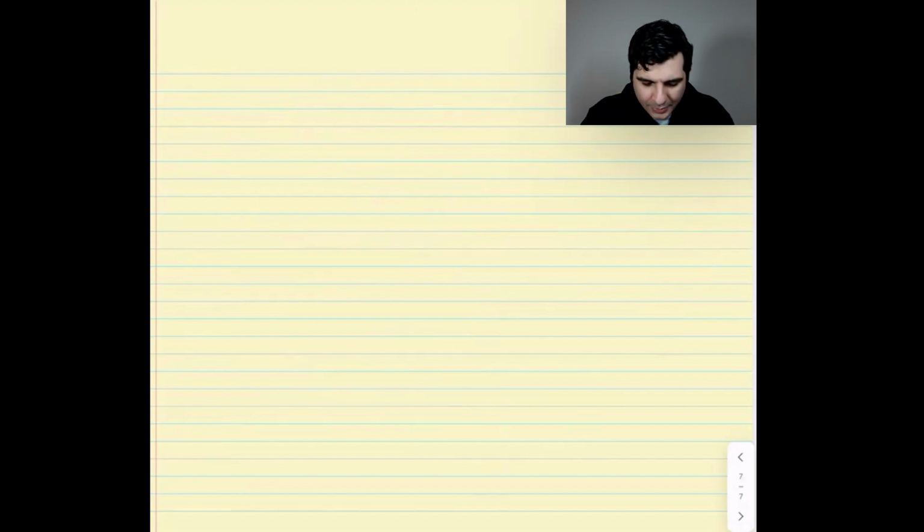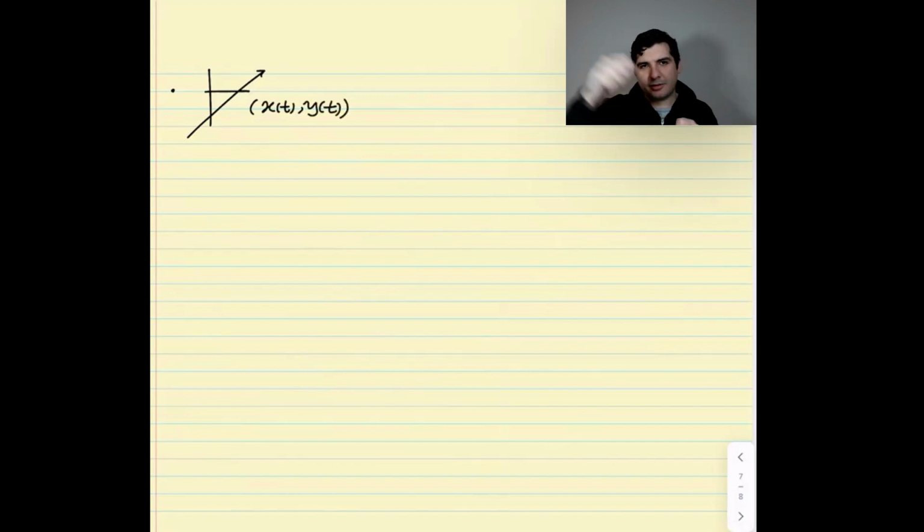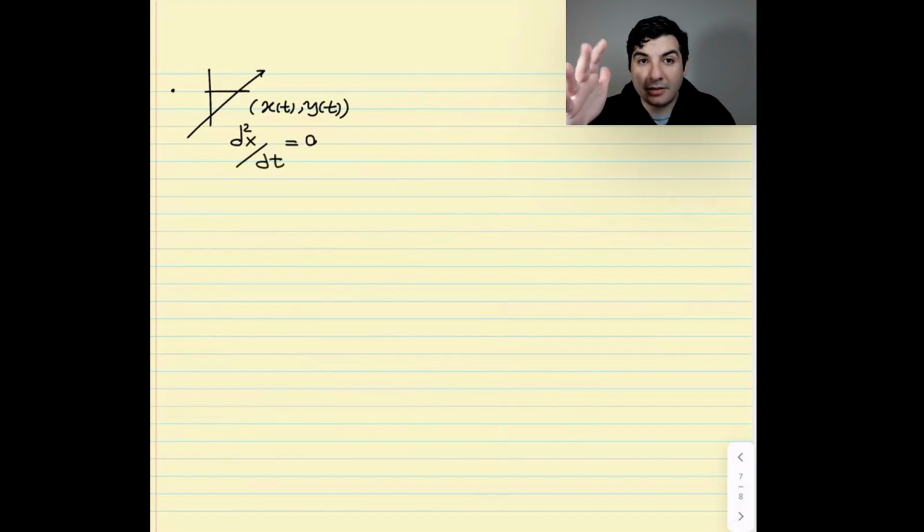Okay, for the next step, let's get back to the equation of straight lines in planes. So let's say this is R2. This is a straight line here. It's given by some kind of parametric equation for x(t) and y(t). So x and y are things along this line. We learned that the second derivative of x with respect to t is 0, second derivative of y with respect to t is 0. And I mentioned these two equations are kind of essential.